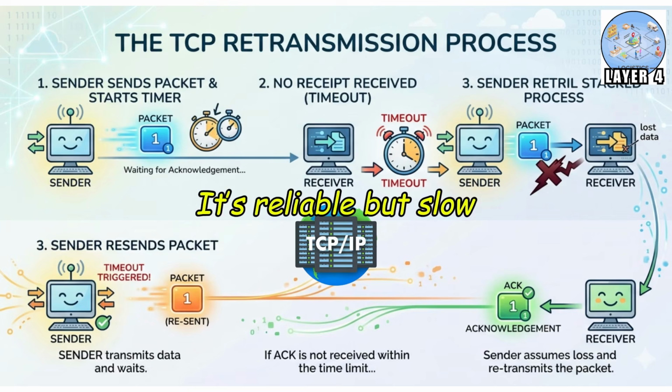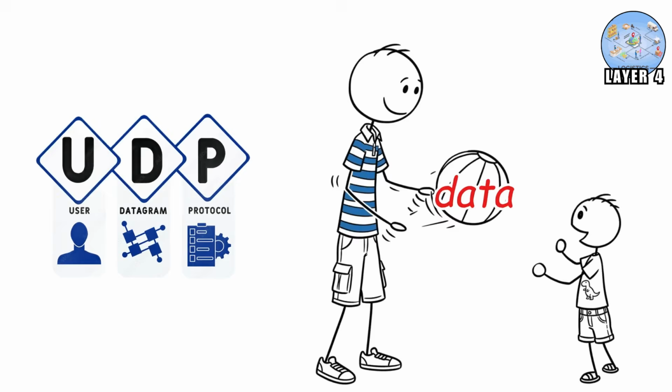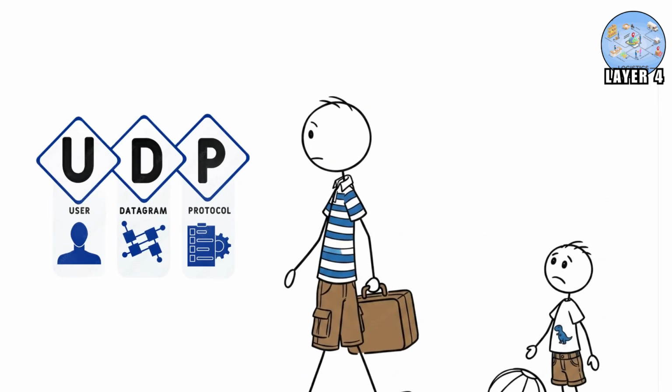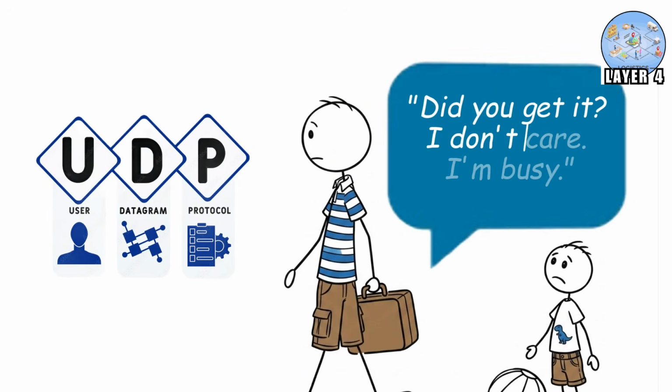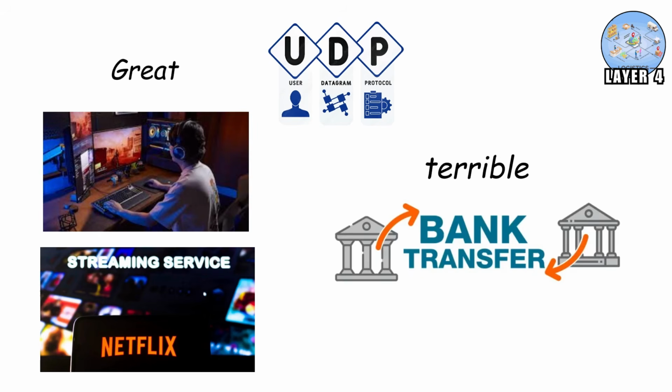It's reliable but slow. UDP, User Datagram Protocol, on the other hand, is the cool uncle who just throws the data at you and walks away. Did you get it? I don't care. I'm busy. Great for gaming and streaming, terrible for important bank transfers.